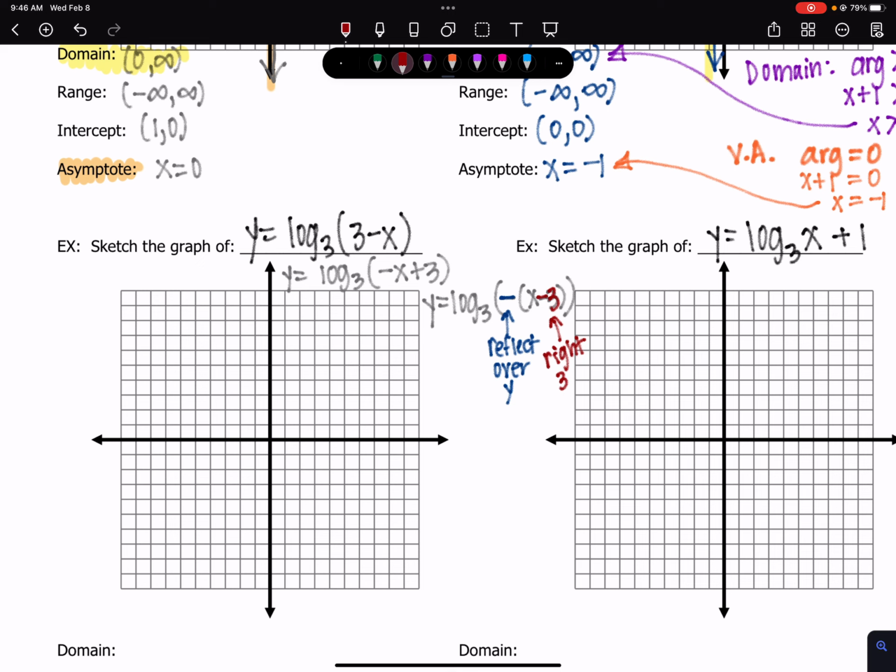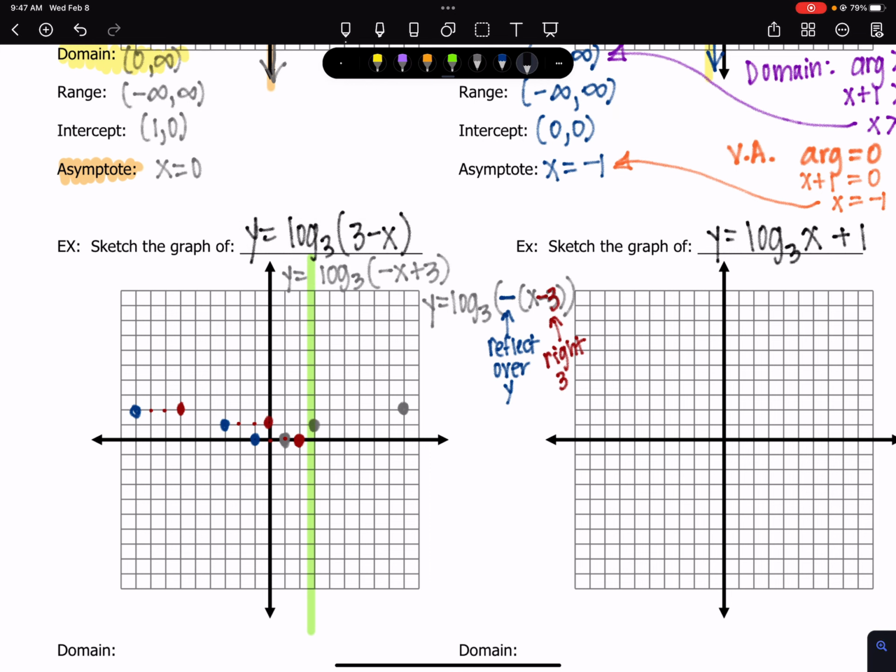So I'm going to take my y equals log base 3 of x, and I'm getting better at graphing y equals log base 3 of x. 1, 0, 3, 1, 9, 2. And I'm going to reflect over y. So I reflected each one of those points over y, and now we're going to go right 3. 1, 2, 3. When we go right 3, I believe my vertical asymptote is going to go over to x equals 3.